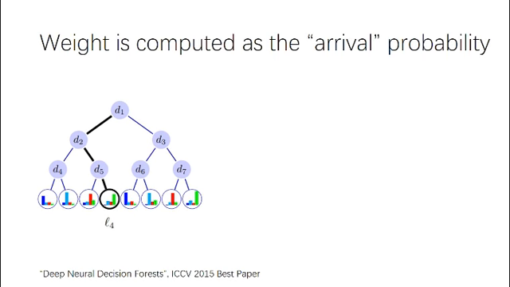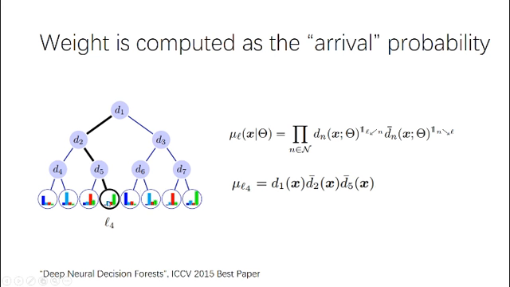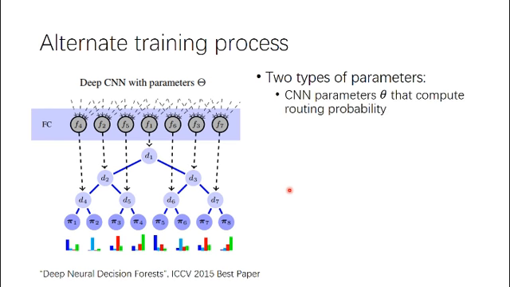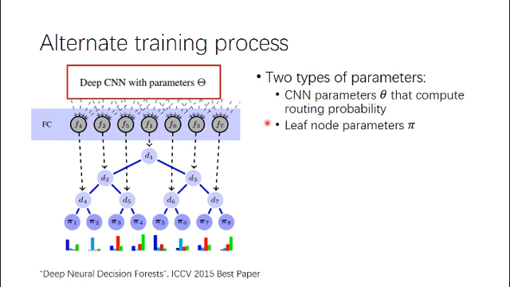The weight of one leaf node is computed as the probability that the input arrives at the corresponding leaf node. For example, for leaf node 4, its weight is determined by the 3 split nodes along the path. The training of neural decision forest is an alternating process. There are 2 types of parameters in this model. The CNN parameter is theta, which is used to compute the routing probabilities, and the leaf node parameter is pi, which is used to give the final prediction.